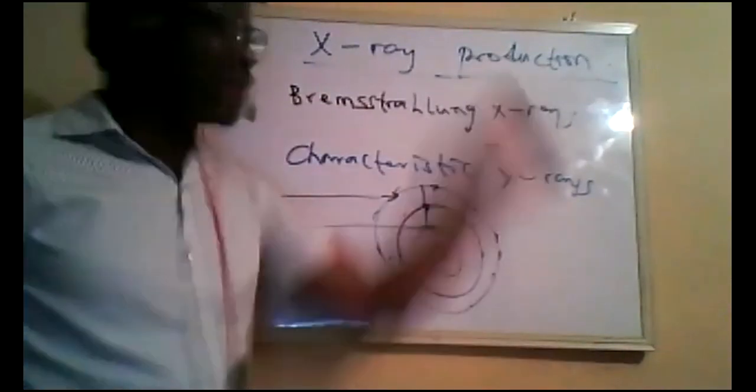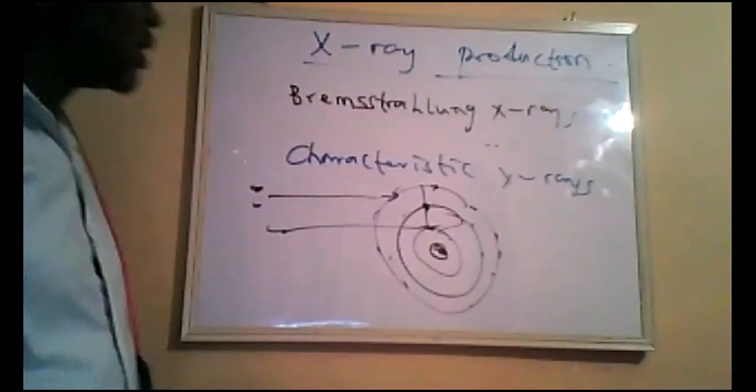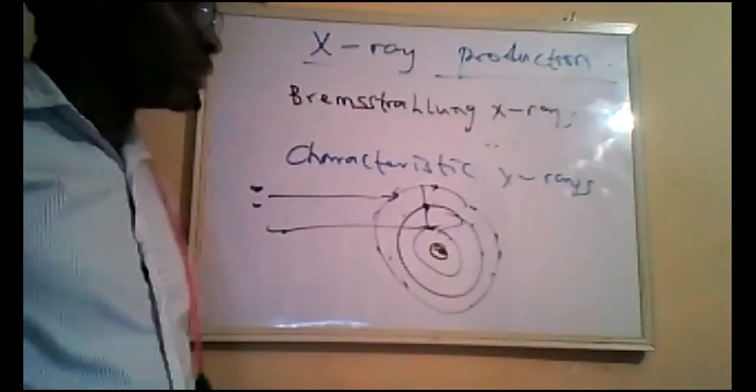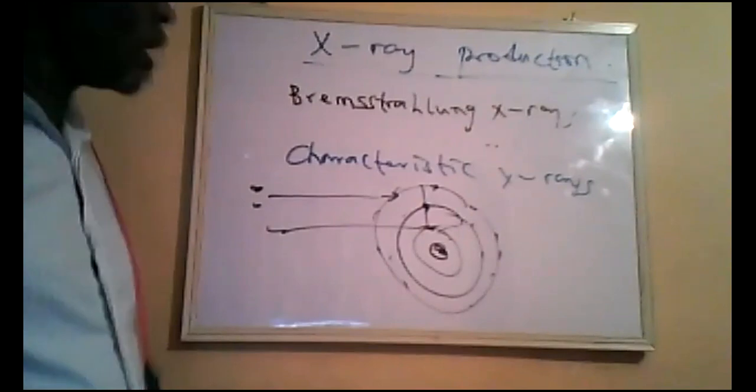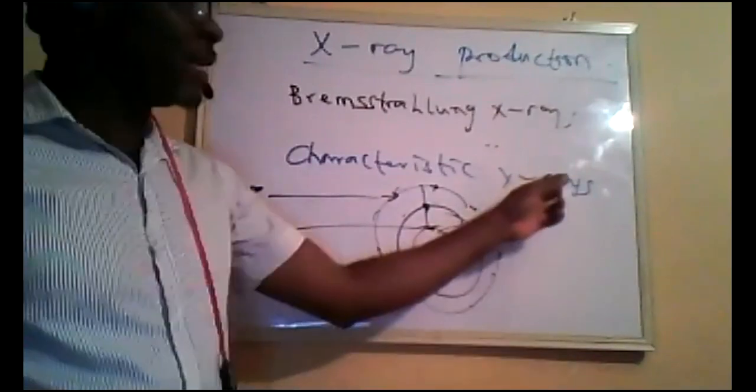So these two portions of X-ray are what we use. They are the X-rays that actually come out from the X-ray tube. But for this, like I said before, for mammography, which is a special X-ray.